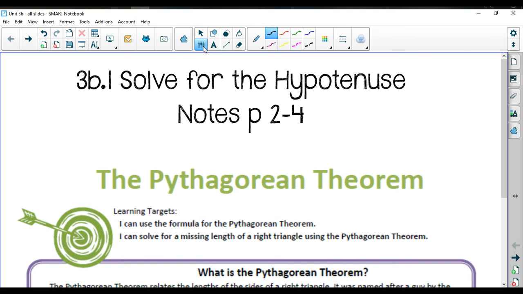All right, this is lesson 3b.1. So this is kind of a continuation of our equations unit. It's just an application of solving equations, so we put it in here at this point. This is an 8th grade topic.